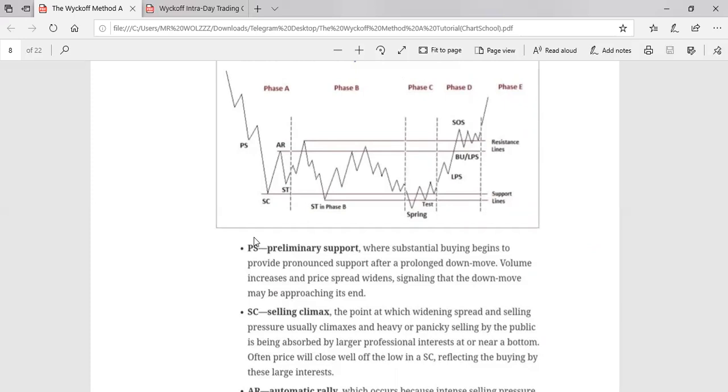So they need to absorb all the sales, then move the market. That's why, if you are conversant with the smart money concept, the big institutions sell in order to buy and they buy in order to sell. So that's what happens there.